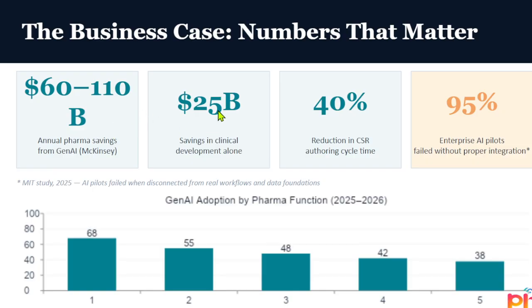Second, as we discussed, there is 25 billion in savings in clinical development, a 40% reduction in CSR authoring, and 95% accuracy, which has increased a lot. It's very rare that an AI task fails, so we achieved 95% accuracy in this. Now if you are a student or already working in the life science domain, you might be wondering what the next step for us will be, and how we can deal with AI.